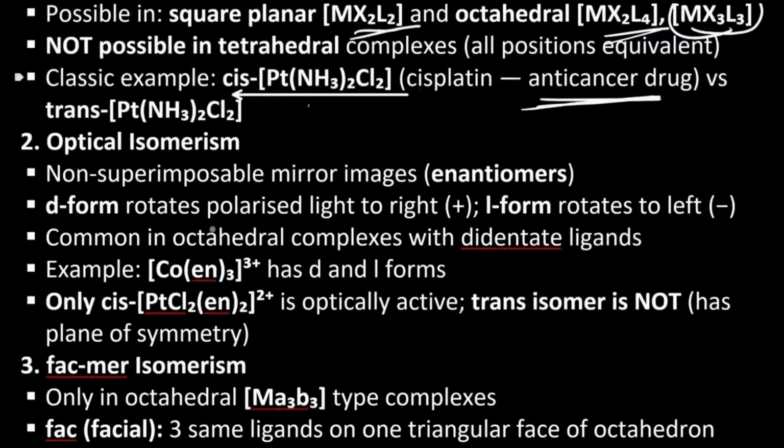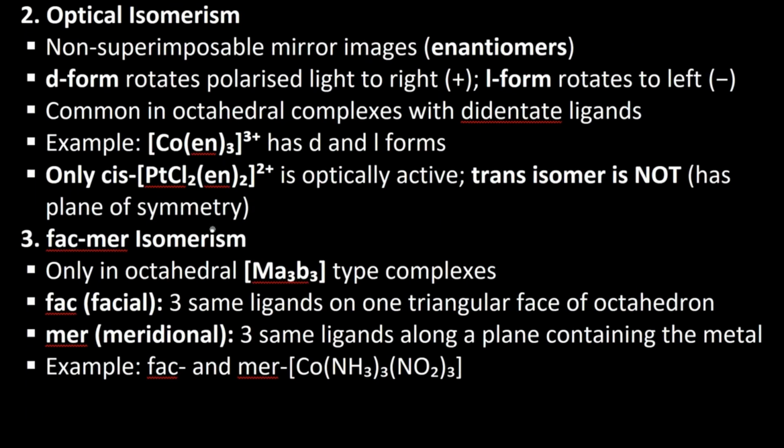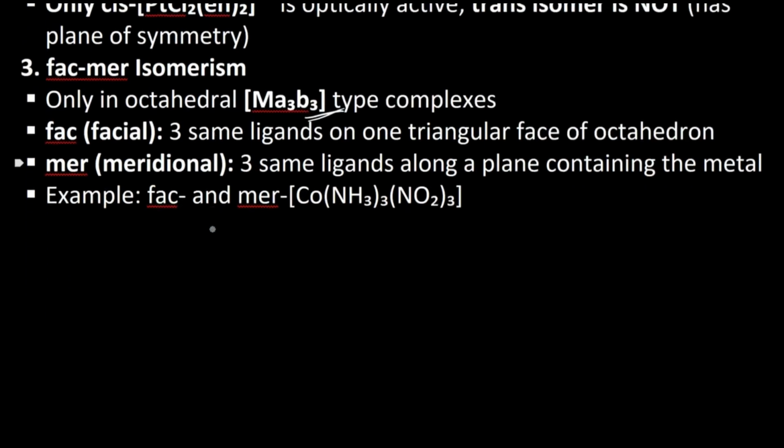Sometimes the question can be asked in the way, tell me the difference between the two geometrical isomers and explain, and give the example. So that time you can use this cisplatin example. Then optical isomerism. Optical means what? Non-superimposable on its mirror image. Enantiomers: the D form rotates the plane of light clockwise and the L form rotates it anti-clockwise. It is common in octahedral complexes with bidentate ligands. And this is an example of D and L form. As I told you, A3B3 type complexes exhibit facial and meridional isomerism. Just try to draw the isomers to make sure you know the answer perfectly.